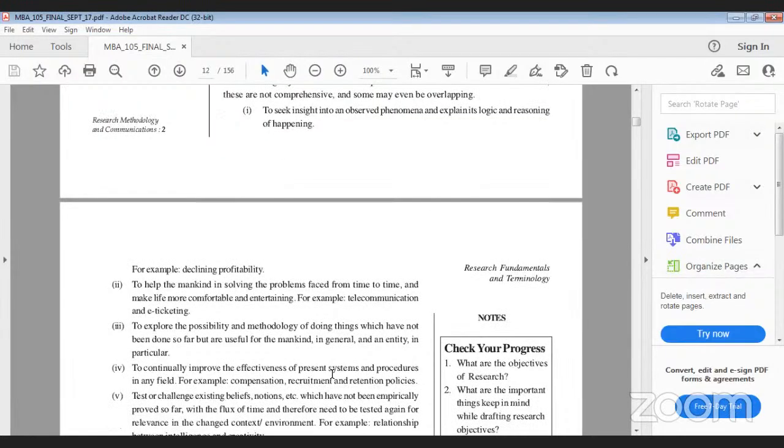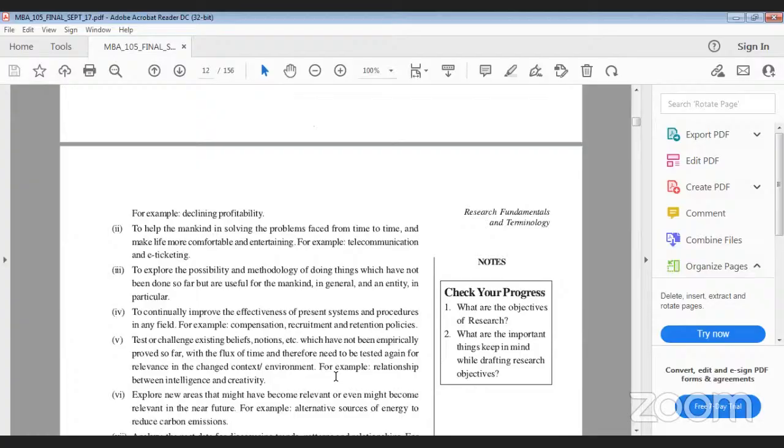Next, to explore the possibility and methodology of doing things which have not been done so far but are useful for mankind in general, and in particular to continually improve the efficiency of present systems and procedures in any field, for example, compensation requirements and retention policies. Next, to test or challenge existing beliefs.